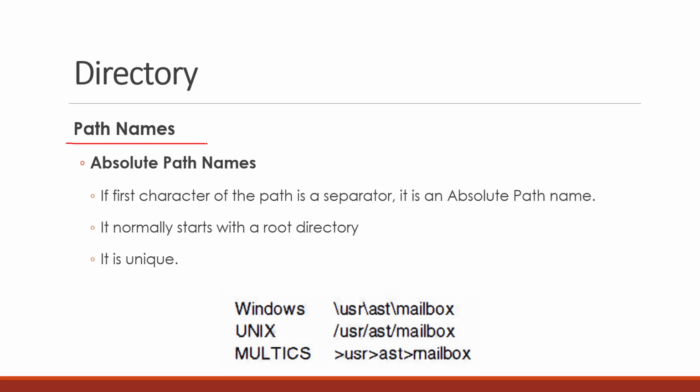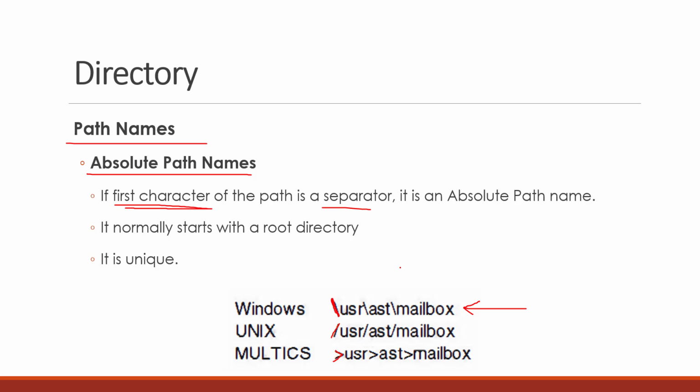Then we have path names. These path names can be for files as well as for directories. We normally have two types of path names: one is called an absolute path name, and the other is called a relative path name. An easy way to know if a path name is absolute is to see the first character. If that first character is a separator, like what we have over here, it means it's an absolute path, right?